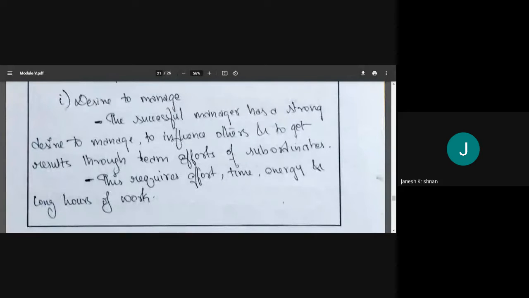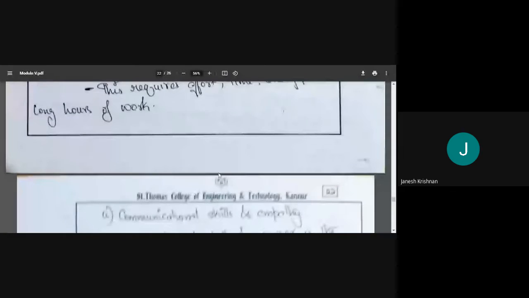A successful manager has a strong desire to manage, to influence others, and to get results through the team efforts of subordinates. It requires time, energy, effort, and long hours of work. So he should have a desire. Okay, you should have a desire to learn civil engineering. Then only you will be a good civil engineering student. If you do not have that, you will not succeed. Similarly, a manager should have a desire to do that particular job.